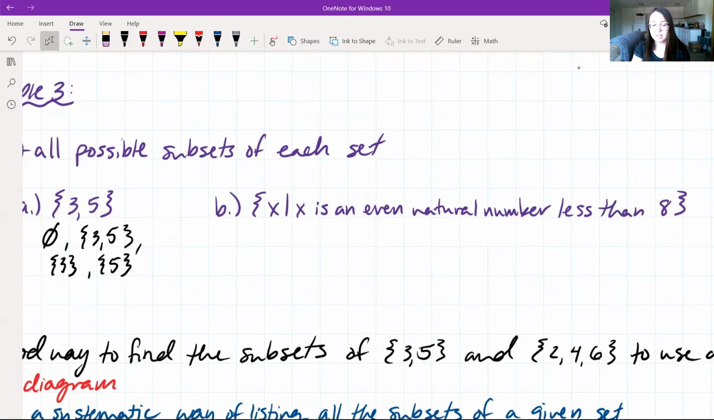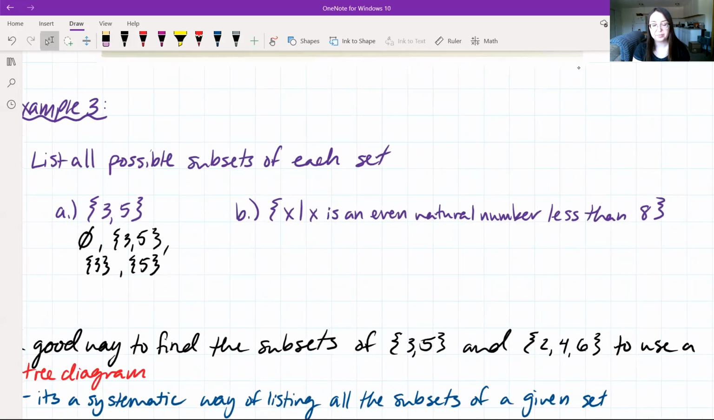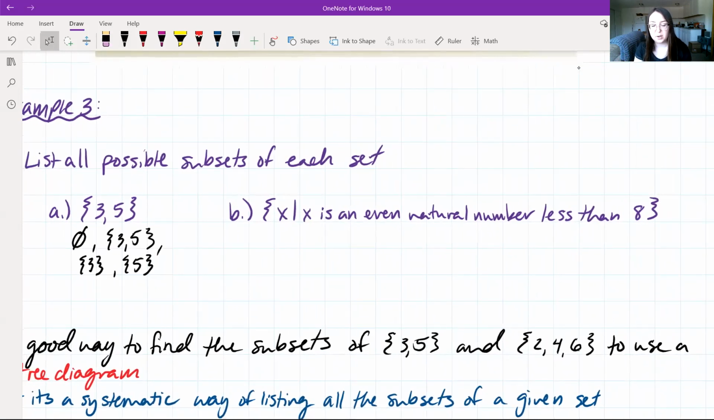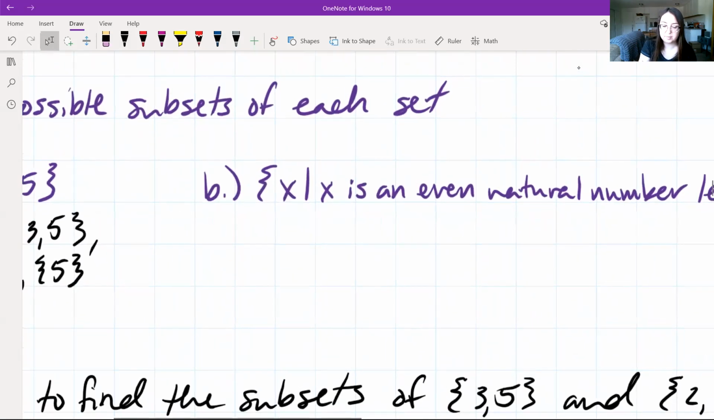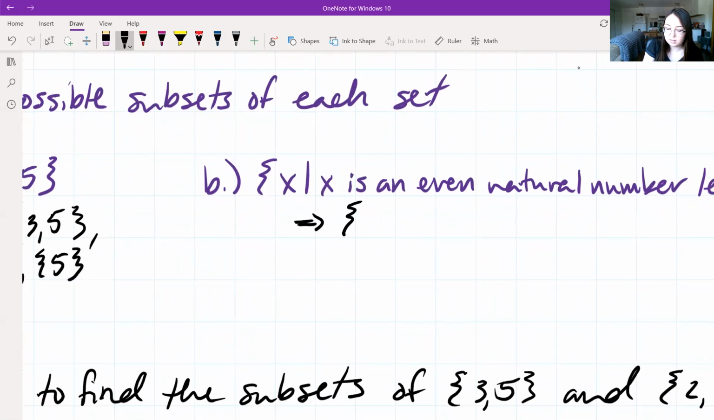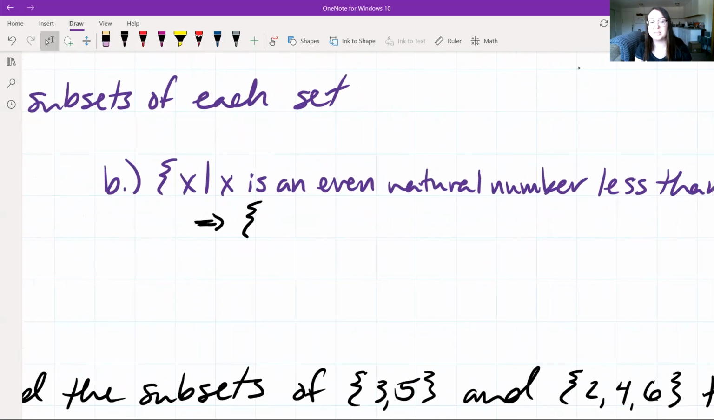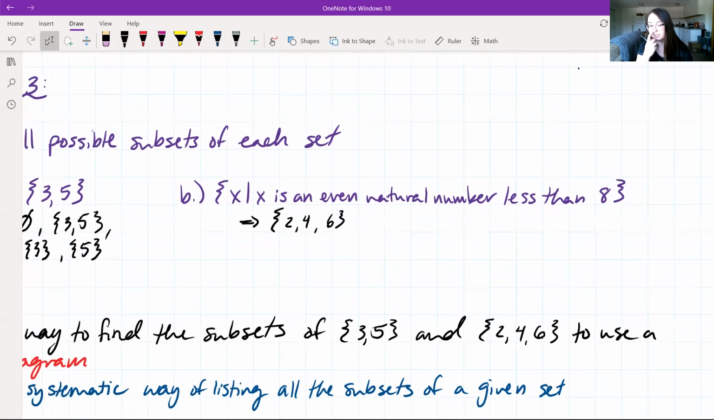for part B, now we have our set builder notation. So part B is X, where X is an even natural number less than 8. So if we're thinking about an even natural number less than 8, we have positive whole numbers, which don't contain 0, and they're less than 8. So we can rewrite this as a numbered set, or standard set notation. So we know even numbers less than 8, positive whole numbers not containing 0. This is going to be 2, 4, and 6.